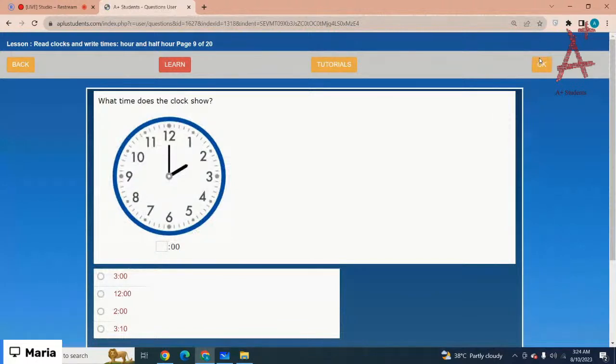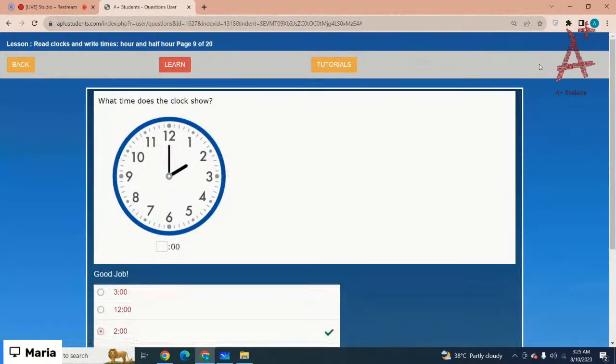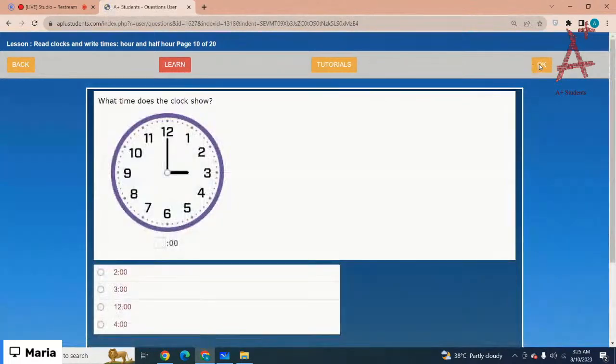Okay, the next one is what time does the clock show? So, which is the correct option? Yes, that would be 2. The correct option is 2. Okay, what time does the clock show? So, which is the correct option? It would be 3 o'clock, right? The correct option is 3.